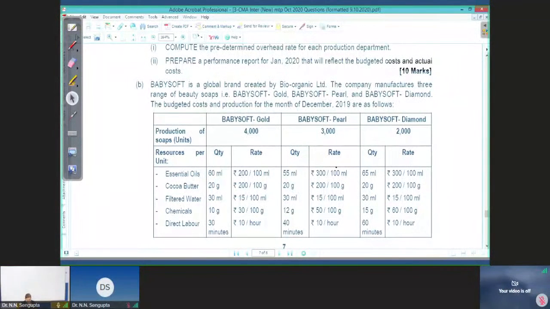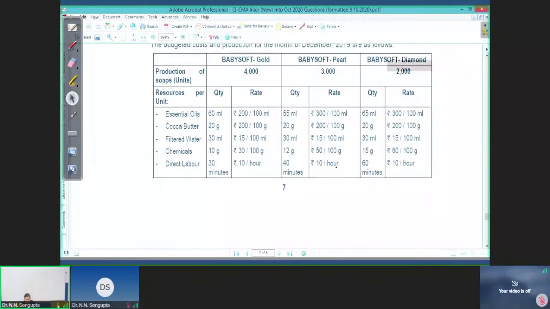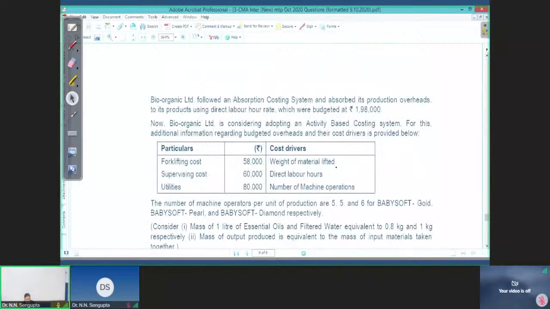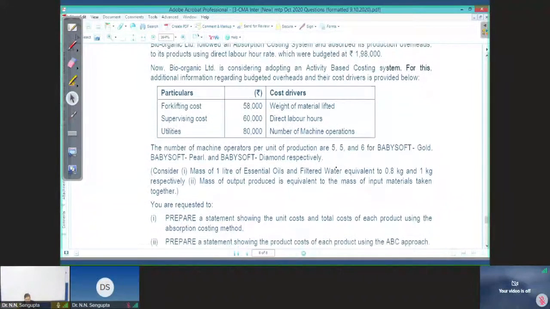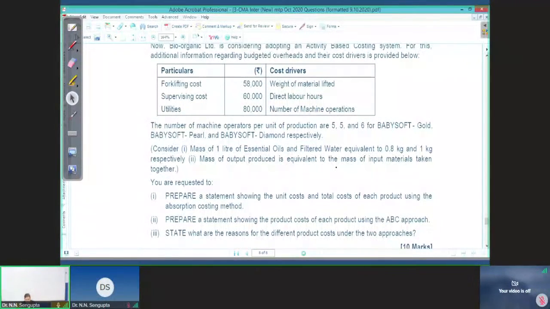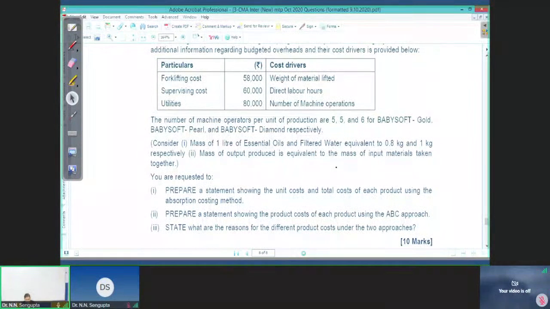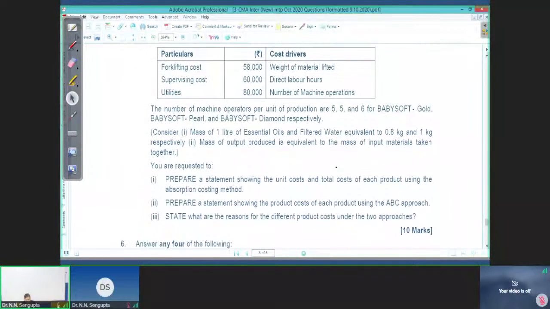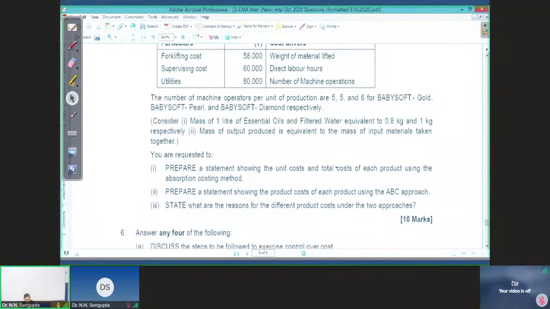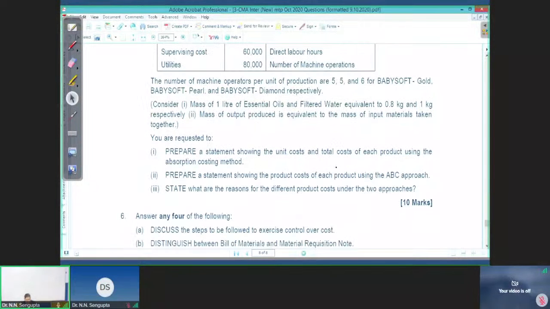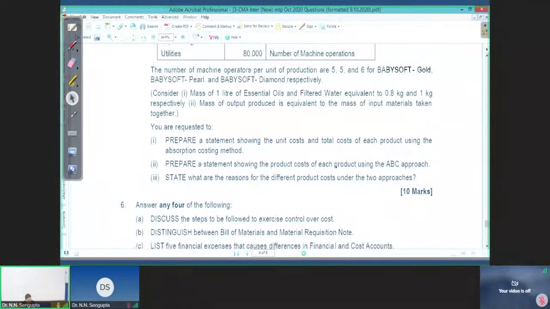Baby Soft Pearl, then Baby Soft Diamond. So in all three, details are given. Then the absorption costing part is also there. So what we are required to do is prepare a statement showing the unit cost and total cost, using the traditional costing system. Then we need to prepare it through ABC, and then we tell the difference between the two approaches. I will come to that question in the answer.